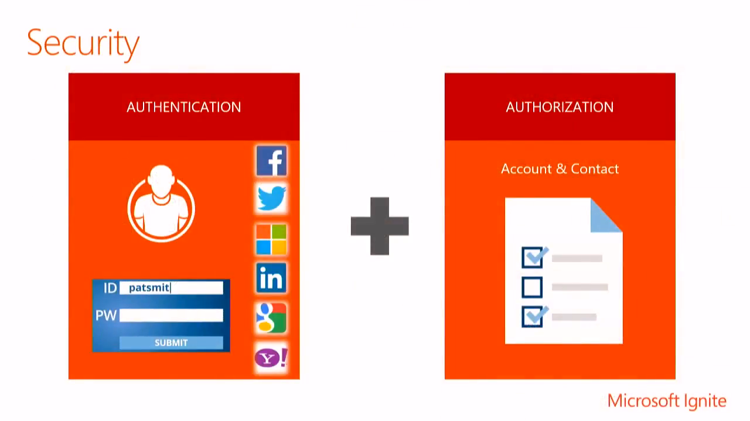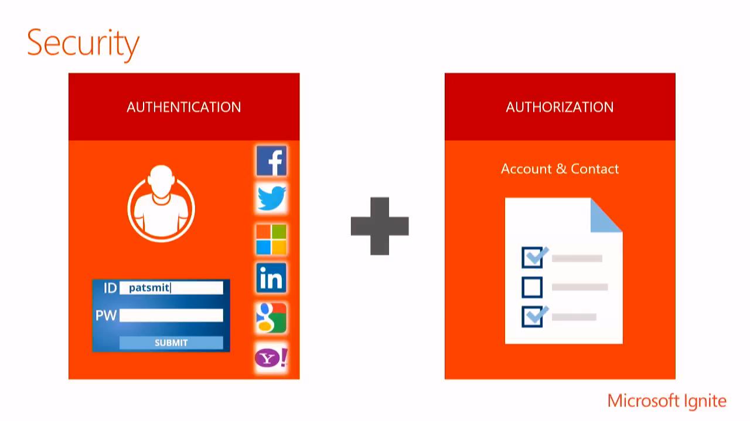Security model has two parts: authentication and authorization. Both are important. On authentication, it basically supports OpenID, OAuth, and federated models. So all the providers you know and love, like Twitter, Facebook, Microsoft account, ADFS, you name it. You can build custom ones as well.